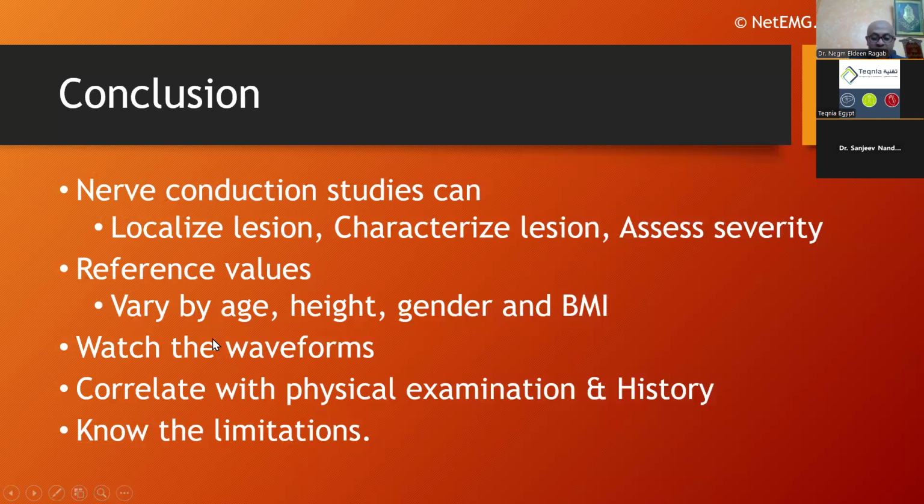Okay, I'm so happy for this very informative presentation, as usual, Dr. Nandedkar. It's a very simple way to explain a lot of waveform identifications in motor and sensory, as well as delayed response. So I will start with my question in thoracic outlet syndrome.